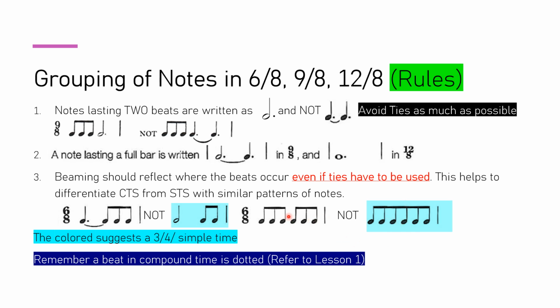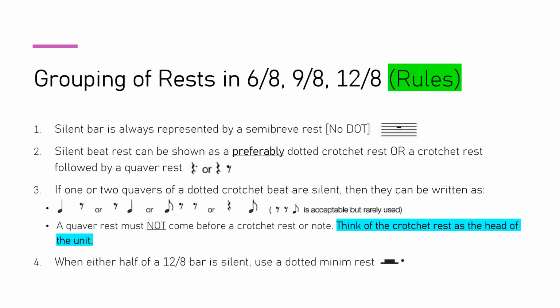If you want us to know it's simple time, this is simple time, 3/4. But if you want us to know it's a compound time, then we must see that dotted nature, that dotted note that is standing as a beat coming out clearly. So that is why we indicate that beaming should show where the beats occur, even if you have to use a tie. Now let's move on to rests.